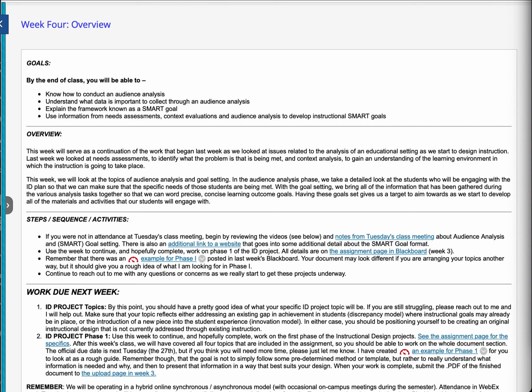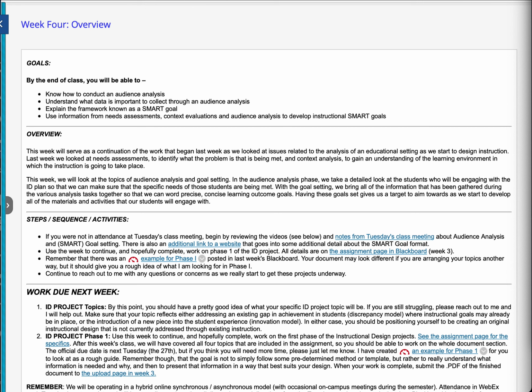One is going to be an audience analysis or audience assessment. And we'll just have kind of a discussion about what kinds of things are part of an audience assessment and sort of how to go about that and what that information can be used for. And then the second topic for tonight has to do with actually setting our instructional goals, which is kind of the bottom line of all of the analysis pieces.